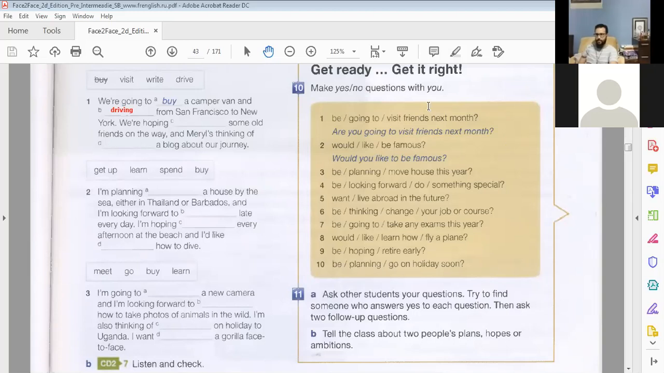We're hoping to visit some old friends on the way, and we're thinking of writing a blog about our journey. Okay, what about number 2?